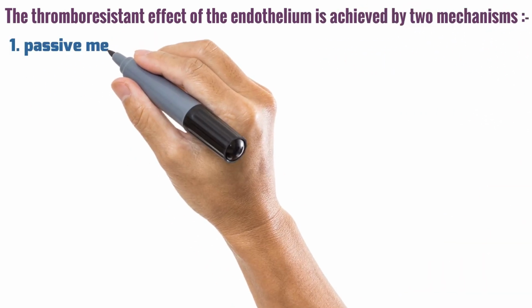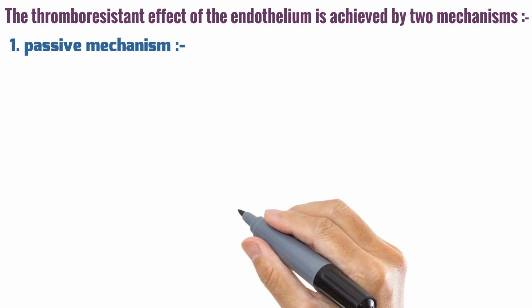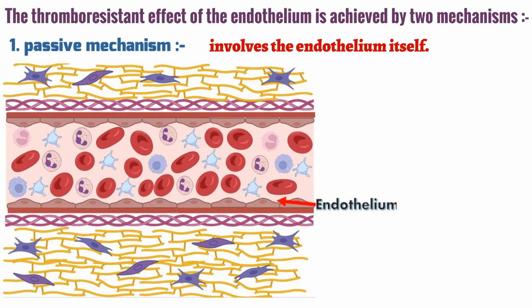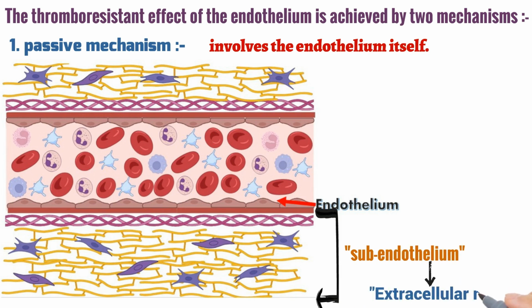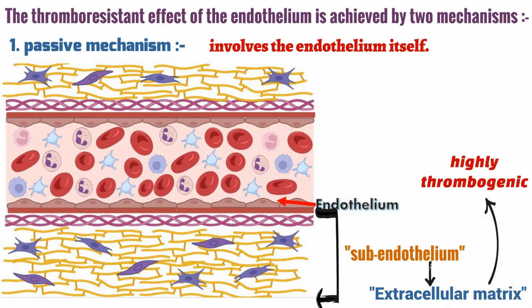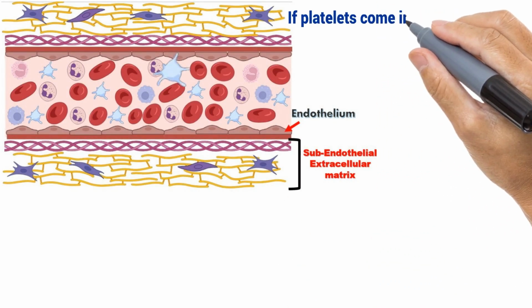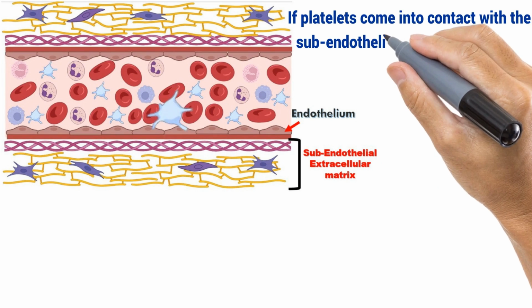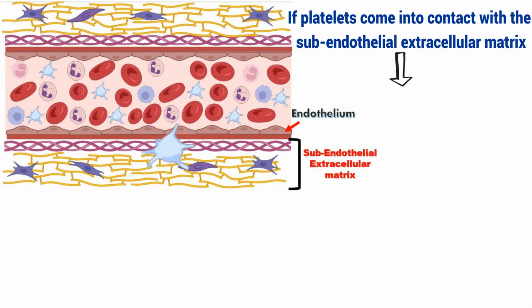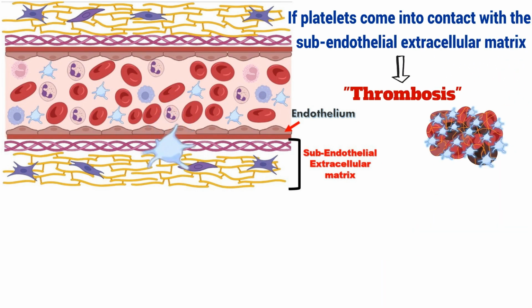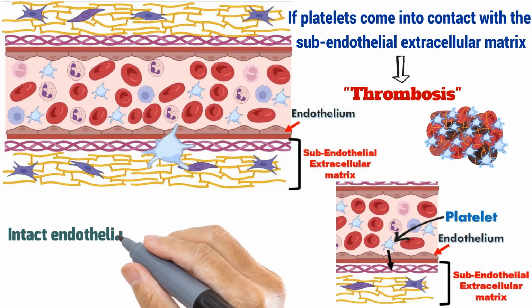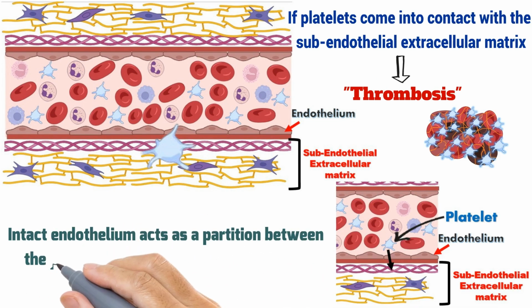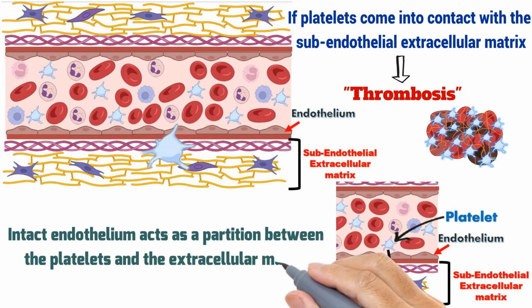First one is a passive mechanism, which involves the endothelium itself. As you can see in the picture, below the endothelium, there is a sub-endothelium which contains extracellular matrix. This extracellular matrix is highly thrombogenic, meaning if platelets come into contact with the sub-endothelial extracellular matrix, it leads to thrombosis. But here, intact endothelium acts as a partition between the platelets and the extracellular matrix.